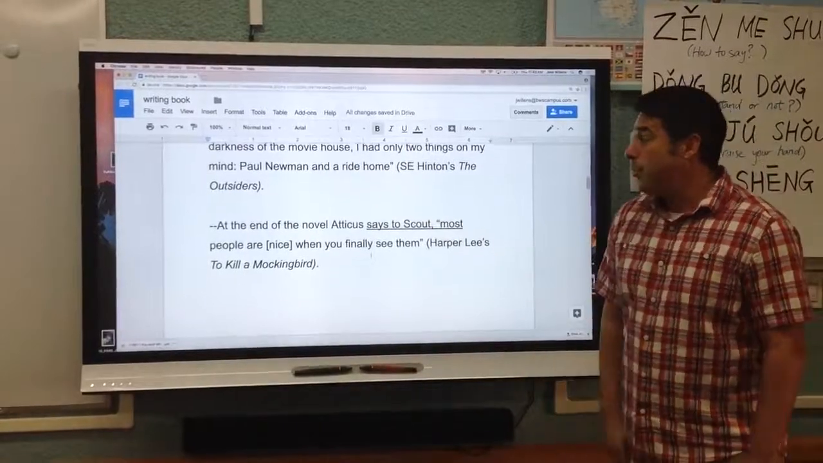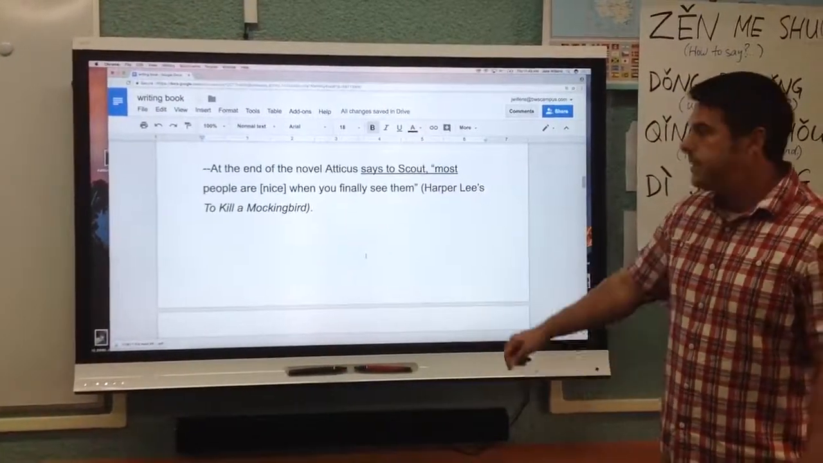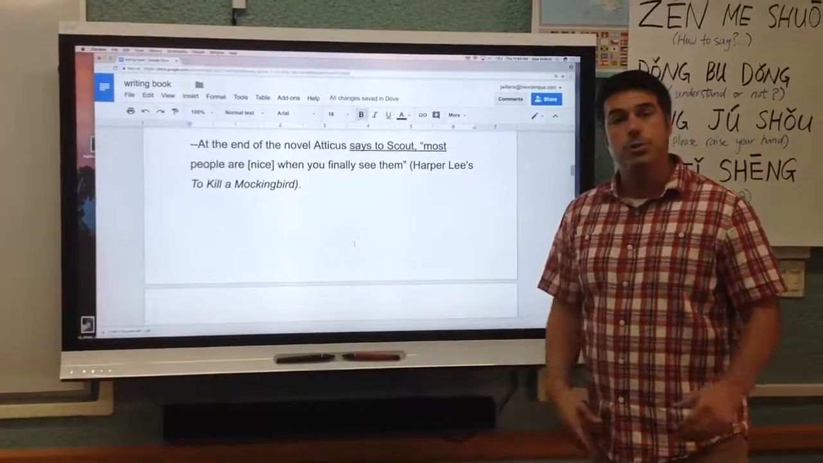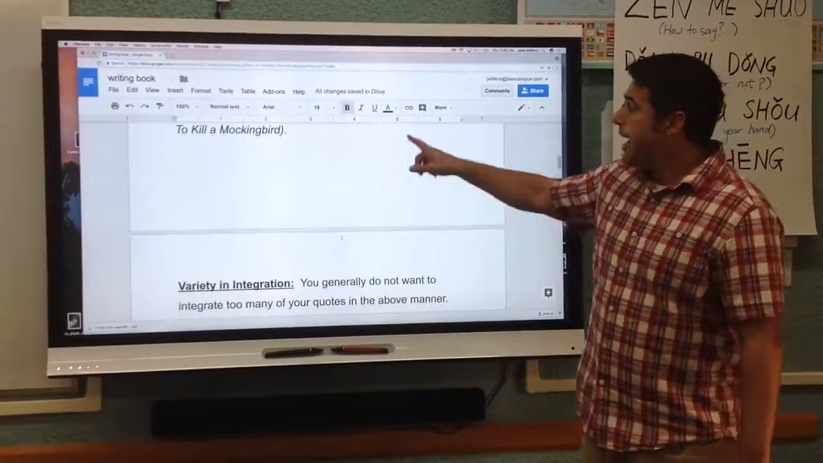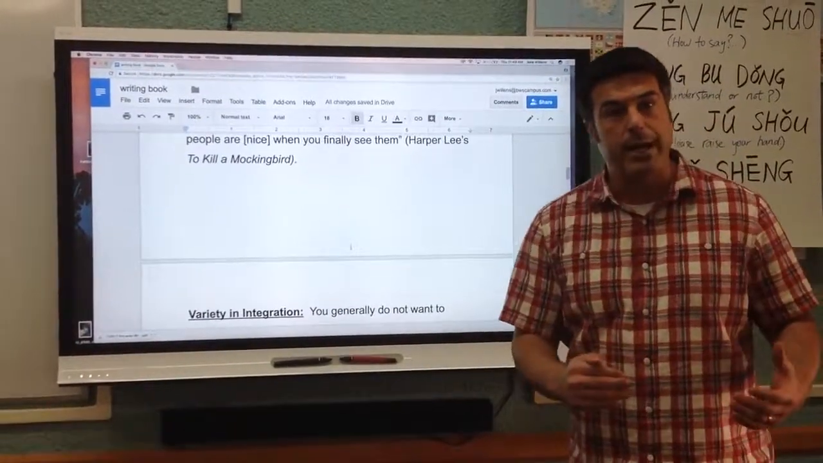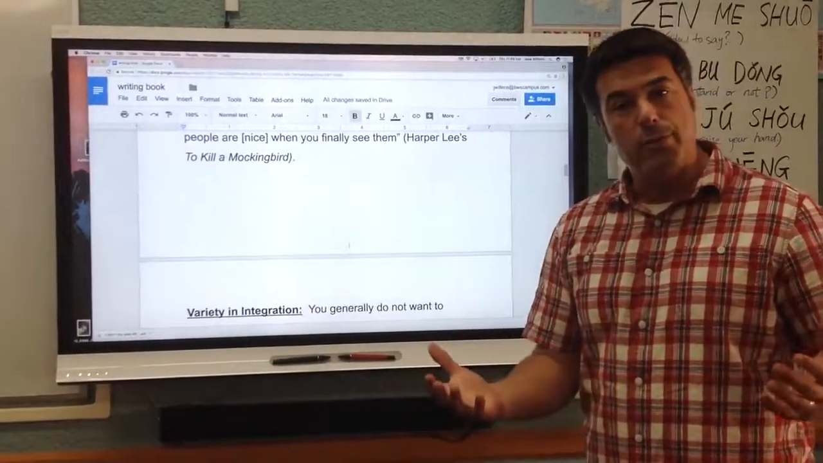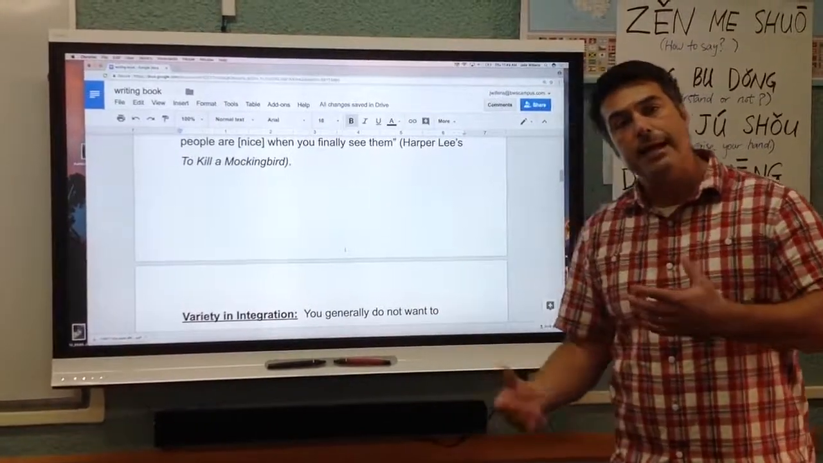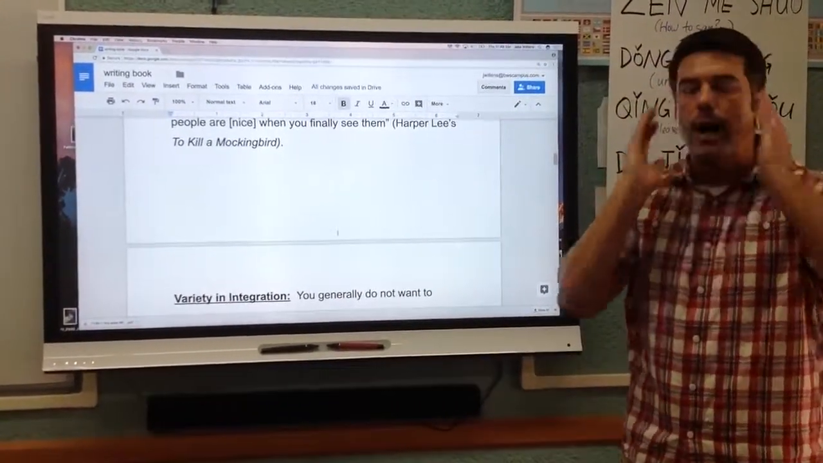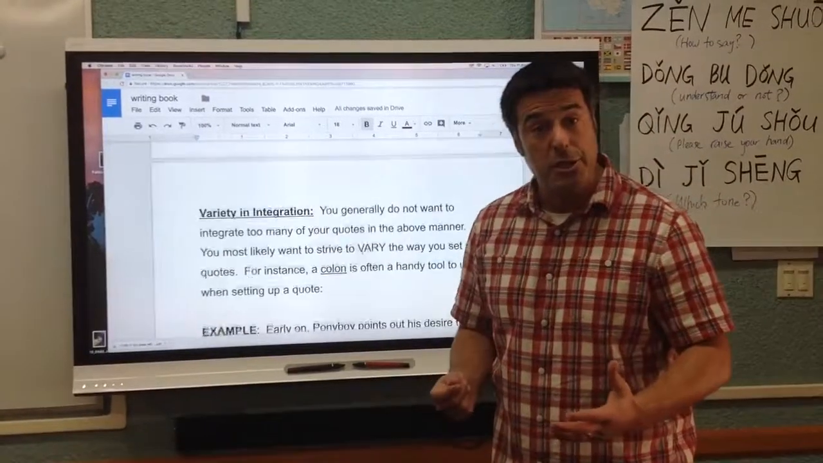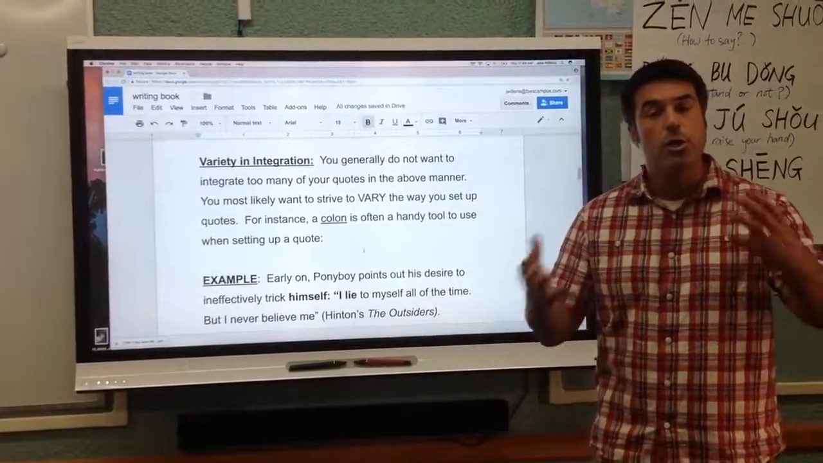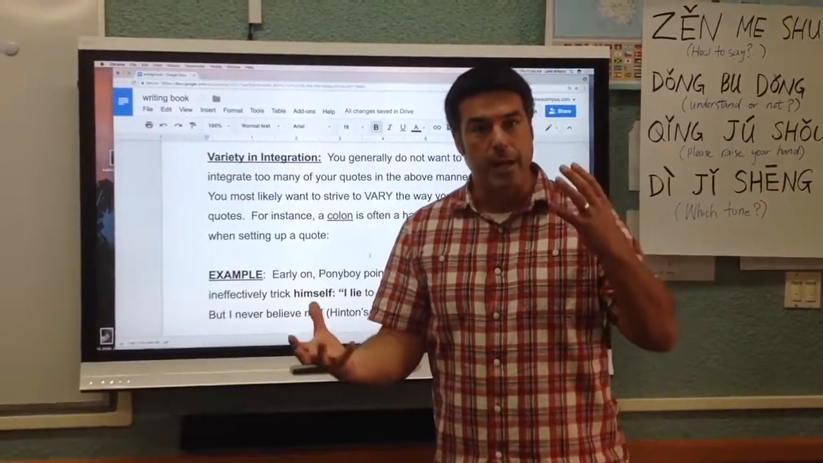For To Kill a Mockingbird, if I said at the end of the novel, Atticus tells Scout, "Most people are nice when you finally see them." That's basically the simplest way to integrate. At least you didn't start the sentence with a quote. You said he says, he replies, he states, but you want to vary the way you integrate. Just like your sentence structure, you want dynamic diversity.